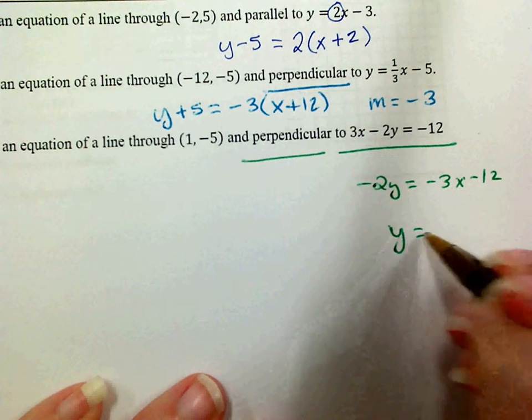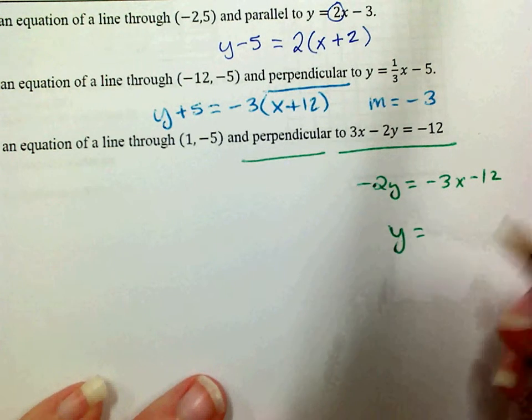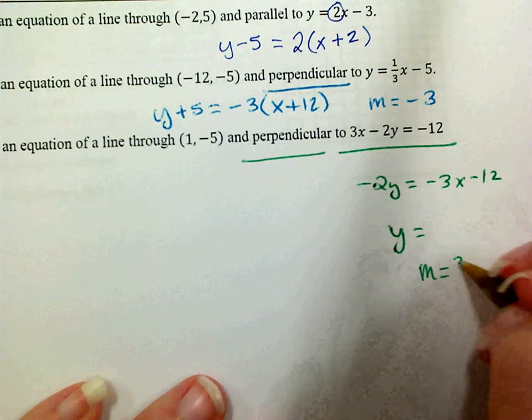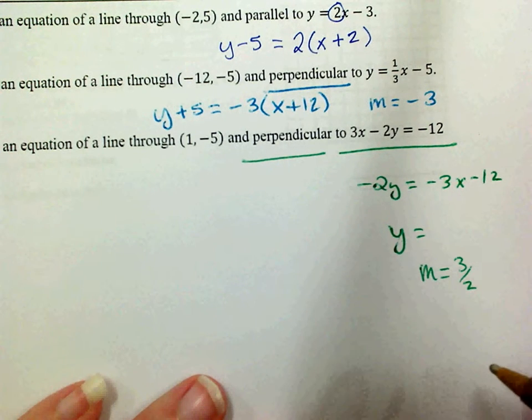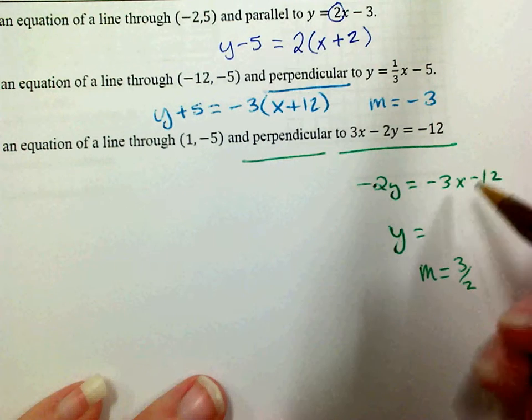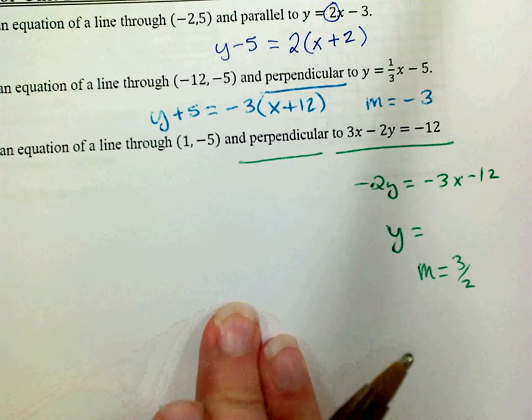The slope of this is 3/2, yeah? I would divide by -2. I don't care what the y-intercept is, yeah? I don't care about that. All I care about is what is the slope of that line. Now, if the slope of that line is 3/2, what's perpendicular to that?